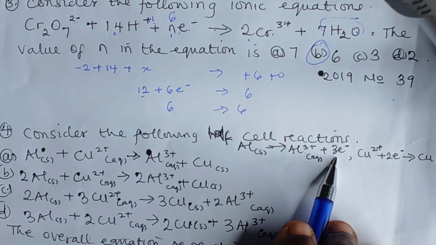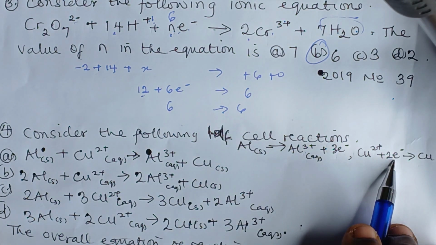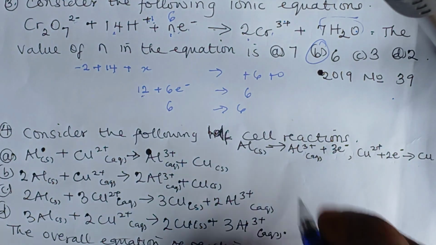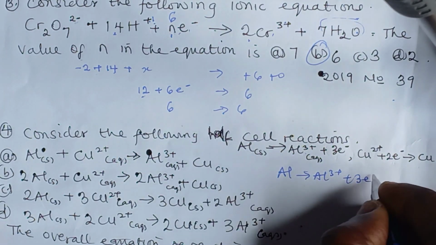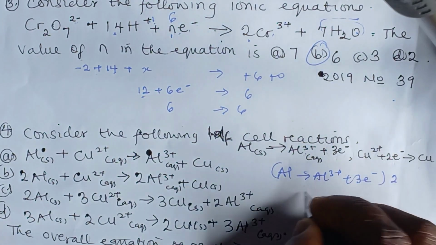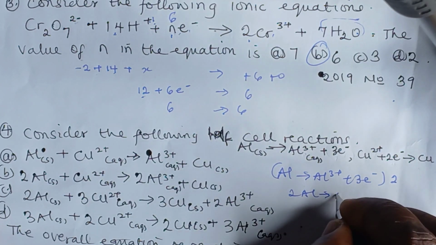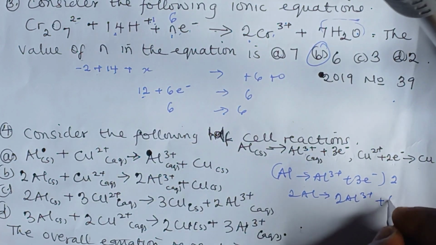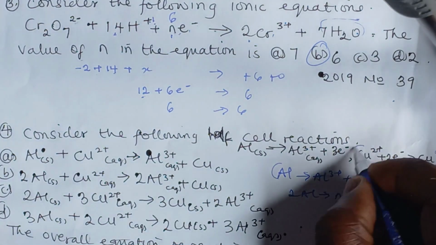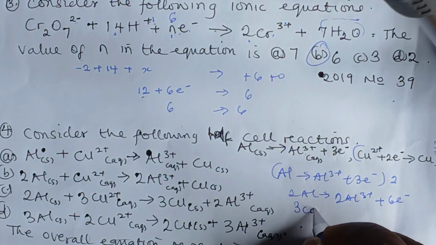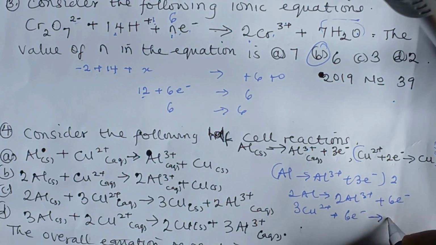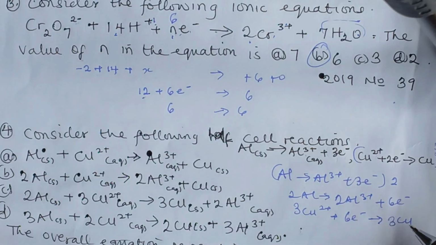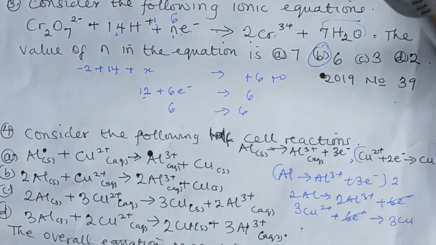The total number of electrons here is 3, while the total number of electrons here is 2. So to get the overall result, we have to make the total number of electrons equal. So if you have aluminium plus 3 electrons here, if you multiply it by 2, you have 2 aluminium ions and 6 electrons. And if you multiply this by 3, we have 3 copper 2+ ions, 6 electrons, and 3 copper. So the electrons cancel out electrons.